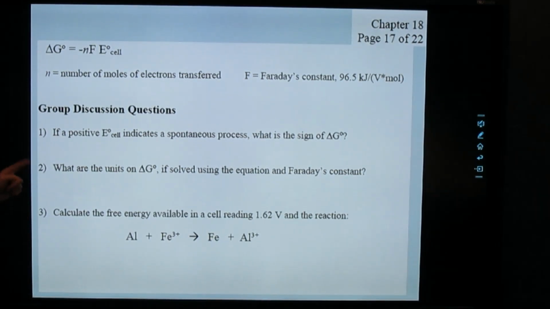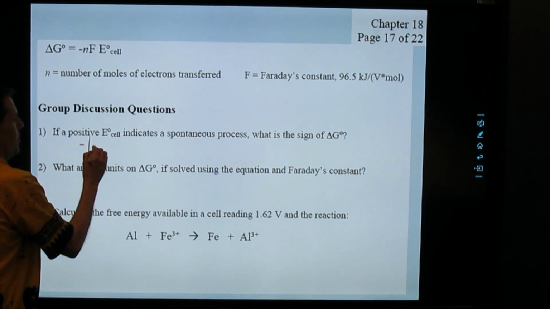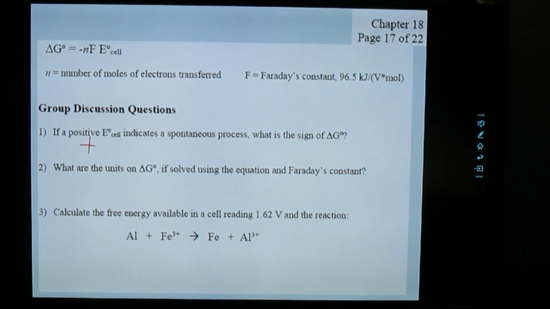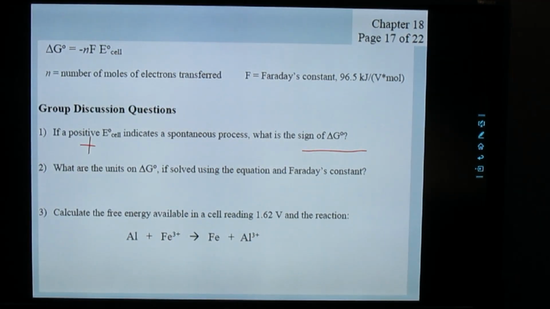And so, thinking back to chapter 17, there won't be any exception here. If that means spontaneous, then we look at the formula up above. Delta G equals minus NF E naught cell. That means delta G will be negative. And so there are no exceptions there. I'm not underlining that. That's a large negative sign.